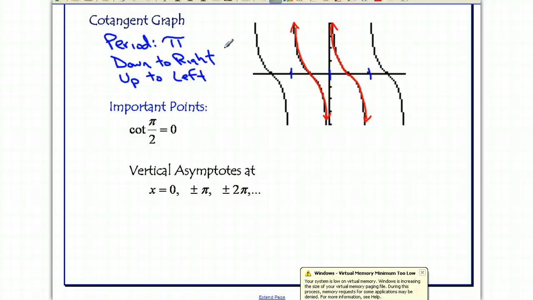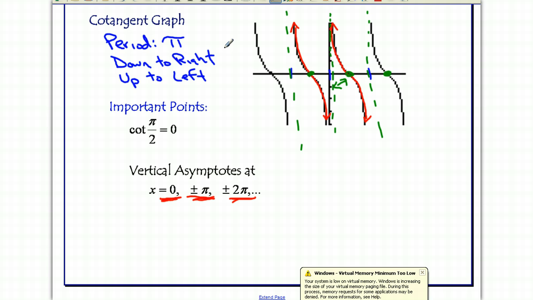So this opens down to the right, up to the left, and all these points got switched. The tangent of 0 was 0. Now look, the cotangent of 0, or pi, or 2 pi, that's where you're going to get the vertical asymptotes. And on the tangent graph where we got the vertical asymptotes, the pi halves, the 3 pi halves, the 5 pi halves, that's where our zeros are at now. So everything gets switched around with it.